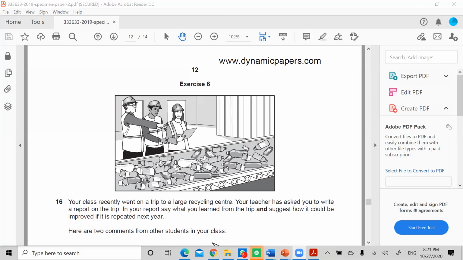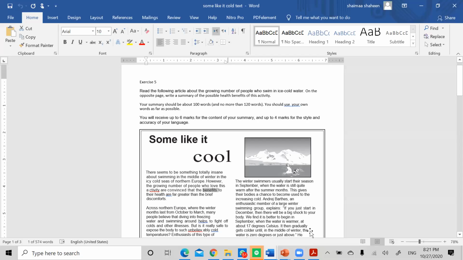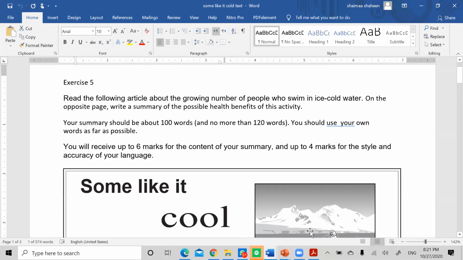So have a look here. This is number 4 in our exam. Look at the topic of the exercise, the heading. You are asked to read the following article about the growing number of people who swim in ice-cold water and write a summary of the possible health benefits of this activity. So what am I going to write about? Am I going to summarize the whole text?